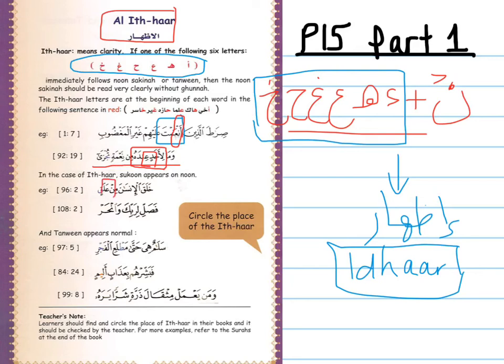What about here? Can you figure out what that is? The correct answer is Idhaar again. It's the Ain. The Ain is coming after the Noon. So here we say خلق الإنسان من علق. من علق. We don't go مع علق. So let's try the next one.